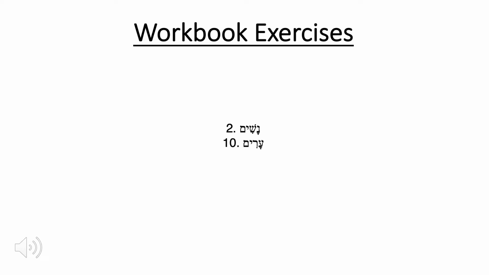In section 2 of part 4, you are asked to identify whether or not the word in question is feminine. So for number 2 and number 10, are these words feminine or are they masculine? I'll give you a moment to think about it. Number 2 is feminine. This is irregular. This is the plural of isha, nashim. So instead of woman, isha, we have nashim, women. So the feminine plural of woman.